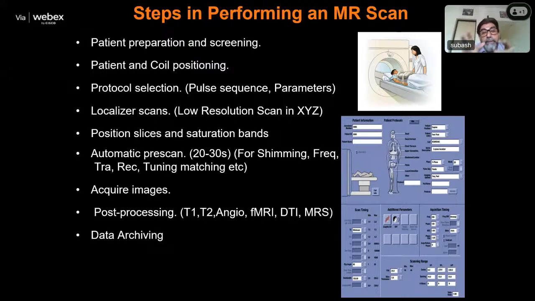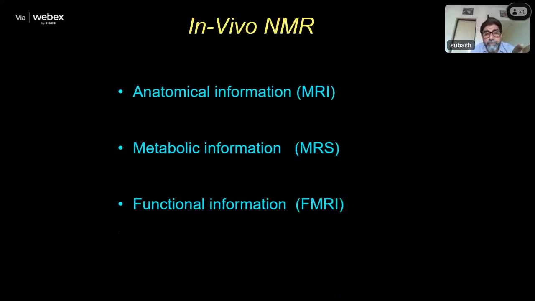Then you also do an automatic pre-scan which does the frequency adjustment, transmitter adjustment, 90-degree pulse adjustment, 180-degree adjustment, and the receiver tuning, matching, etc. All of that is done during this. Then you can acquire images, do the post-processing depending on what technique you have used, and then archive your data. This is how an MRI image is acquired on an MRI system.